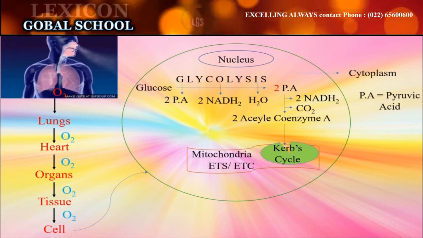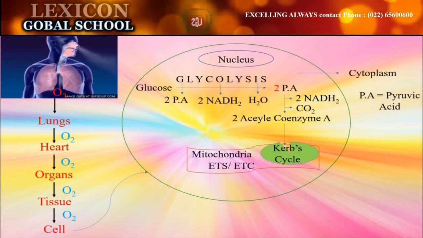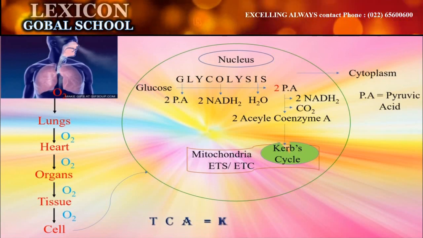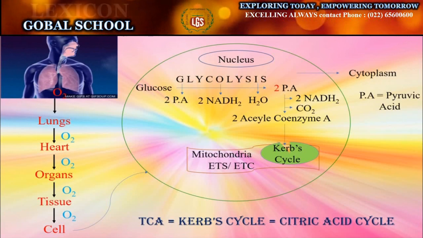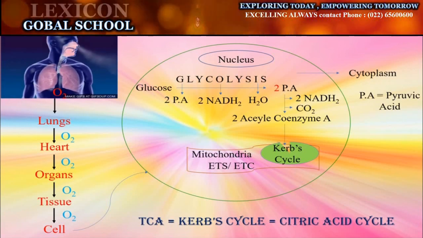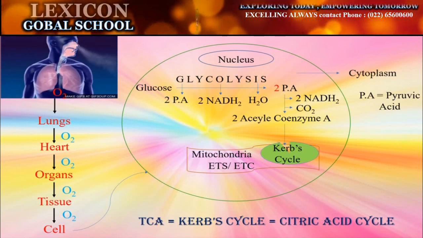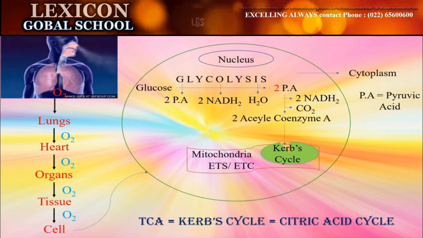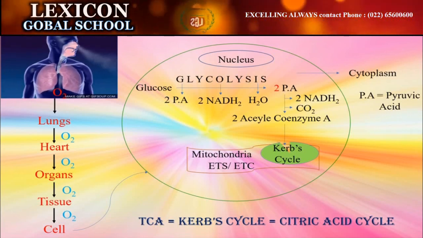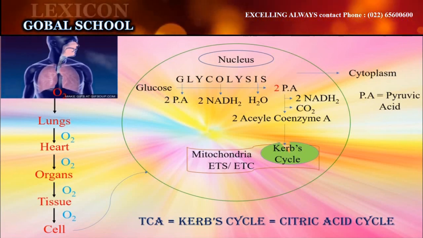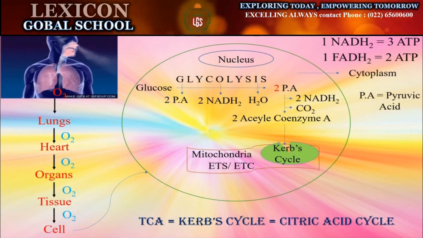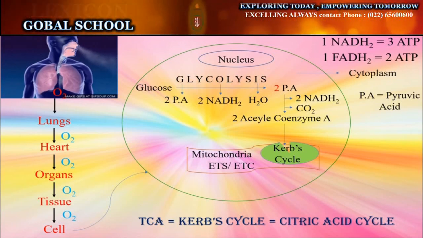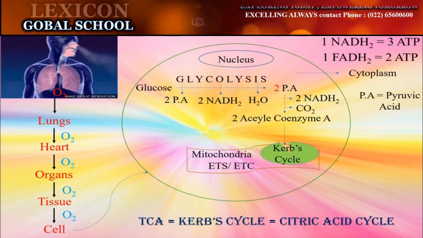Molecules of NADH2 give the electron transfer chain, which is also called the Krebs cycle or citric acid cycle. This happens in the mitochondria. The tricarboxylic acid cycle, TCA, is also called the Krebs cycle or citric acid cycle. In the mitochondria, when we get NADH2 and FADH2 molecules, one molecule of NADH2 is equal to 3 ATP, that means 3 molecules of energy, and one molecule of FADH2 is equal to 2 molecules of ATP.